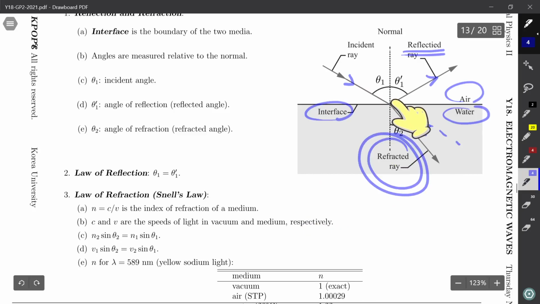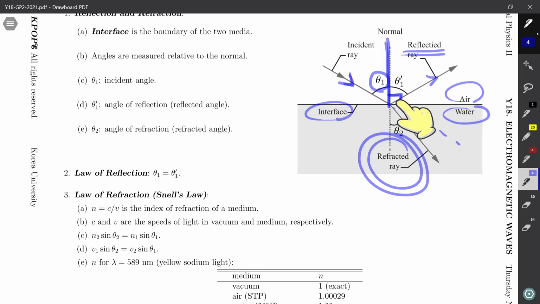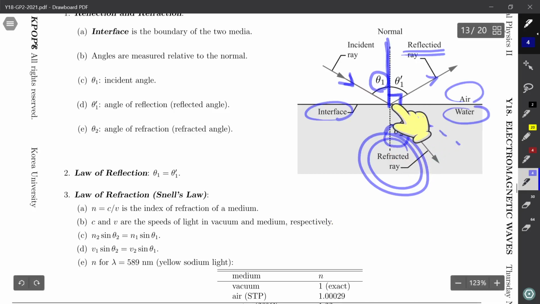The direction of the incident ray is defined in terms of the incident angle. That is the angle between the incident ray and the normal to the interface. In a similar manner, the angle of refraction is defined by the angle between the refracted ray and the normal direction relative to the interface.